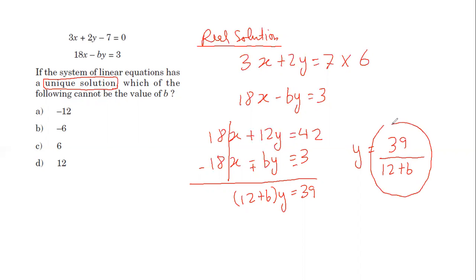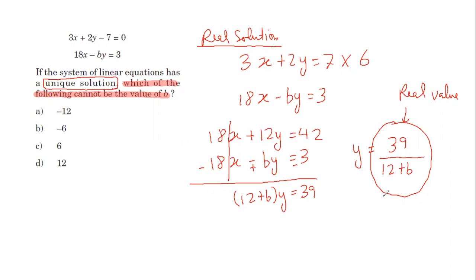This value is definitely a real value because the question says that they have a solution and I figured out a solution. Now if I read the question, which of the following cannot be the value of b? Do you realize if I want this to be a real value, if b becomes minus 12, the denominator will become 0.